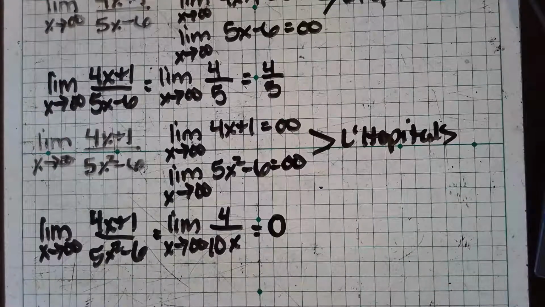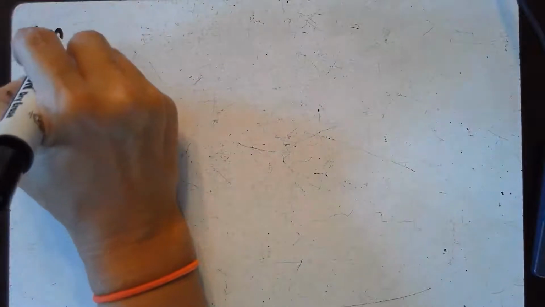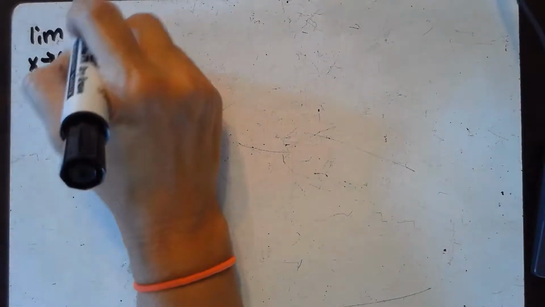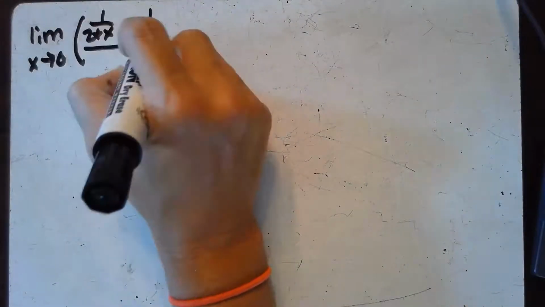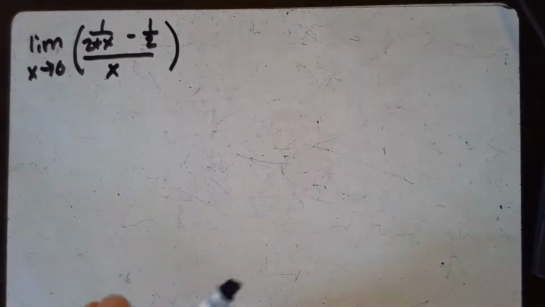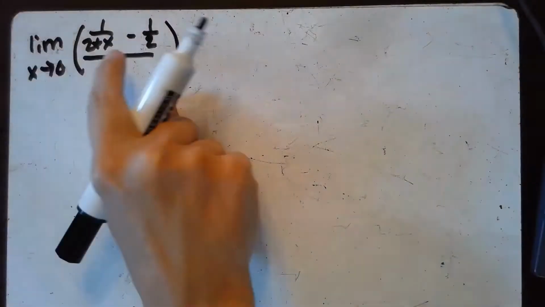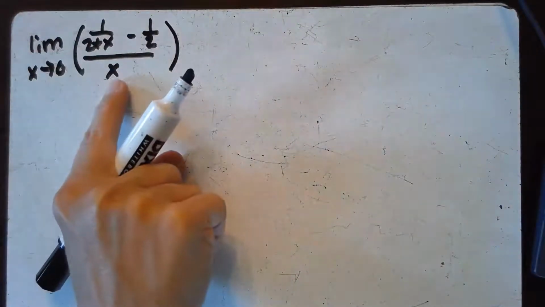So let's look at some forms that aren't as easy to do, and I have to use L'Hopital's on. Let's look at this right here. The limit as x goes to 0 of 1 over 2 plus x minus 1/2, all over x. When I start looking at this and I see 0, I see, wait a minute, that's going to be 1/2 minus 1/2, so that goes to 0. And then when I plug 0 in here, that goes to 0. So I know I'm going to have to use L'Hopital's.